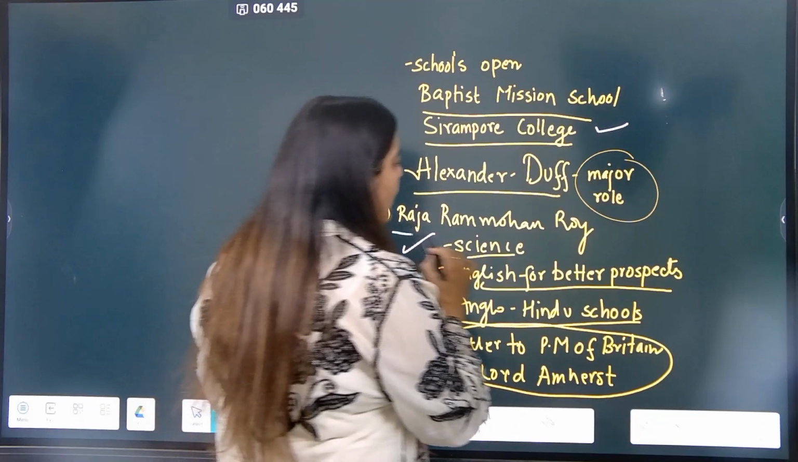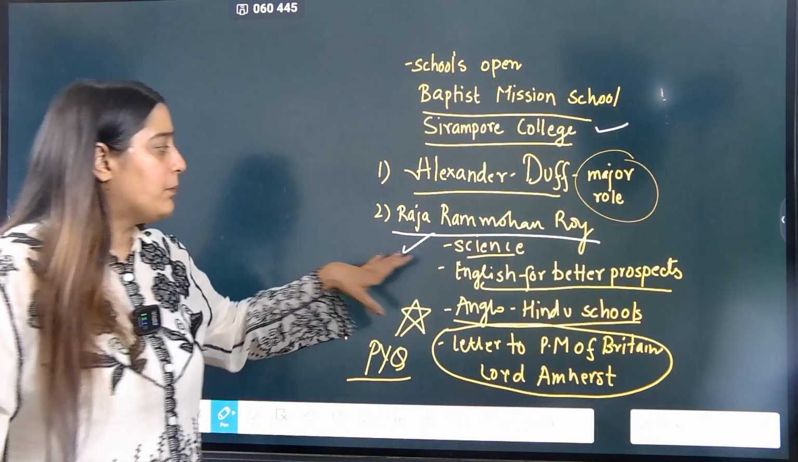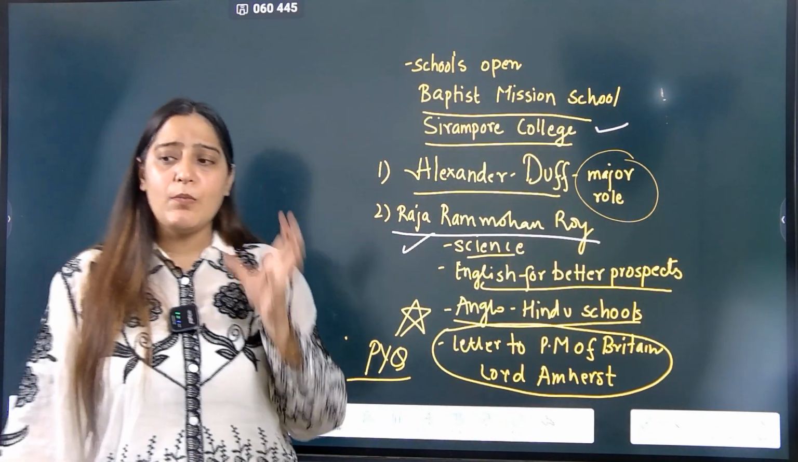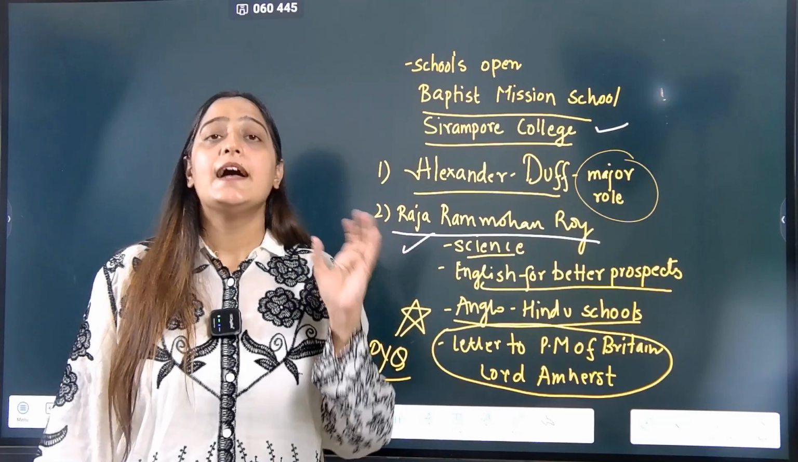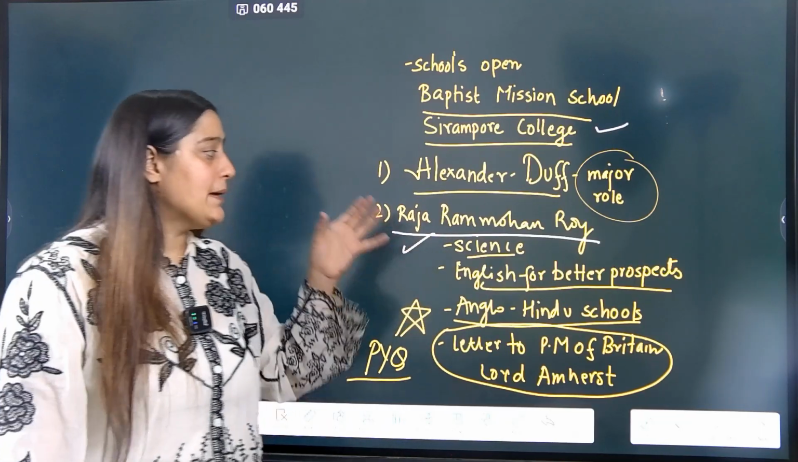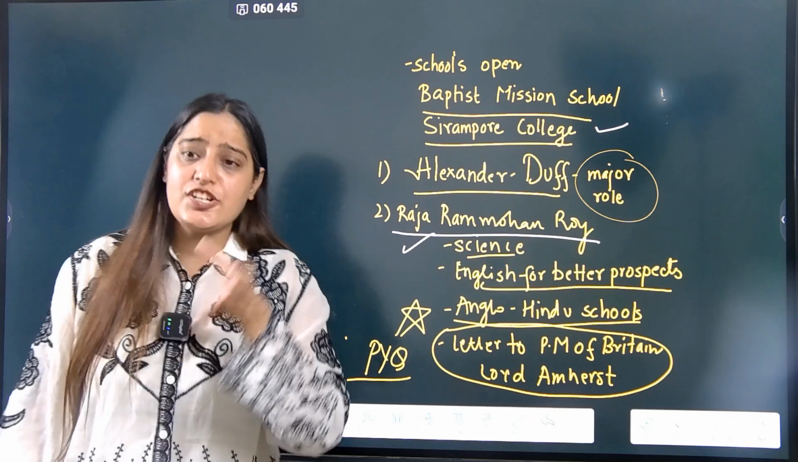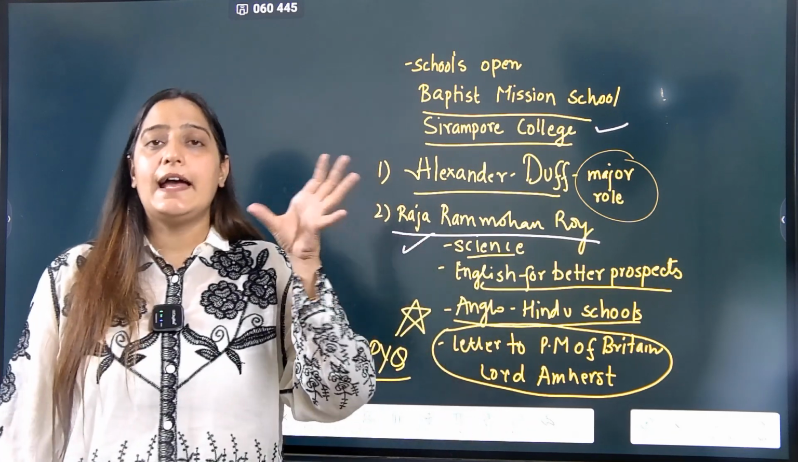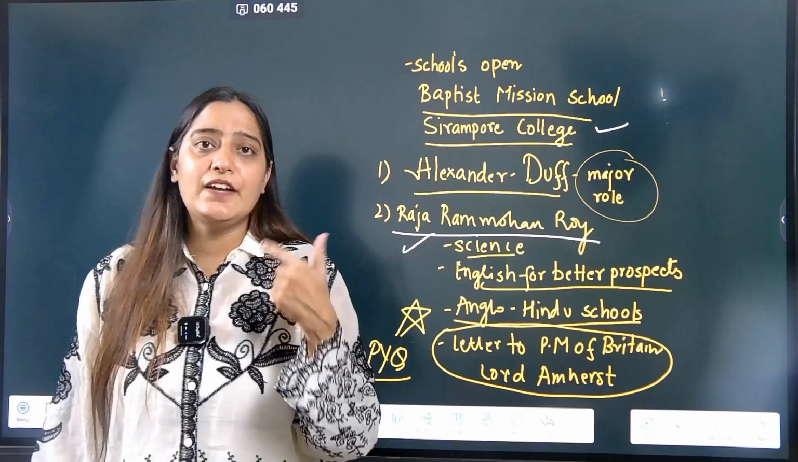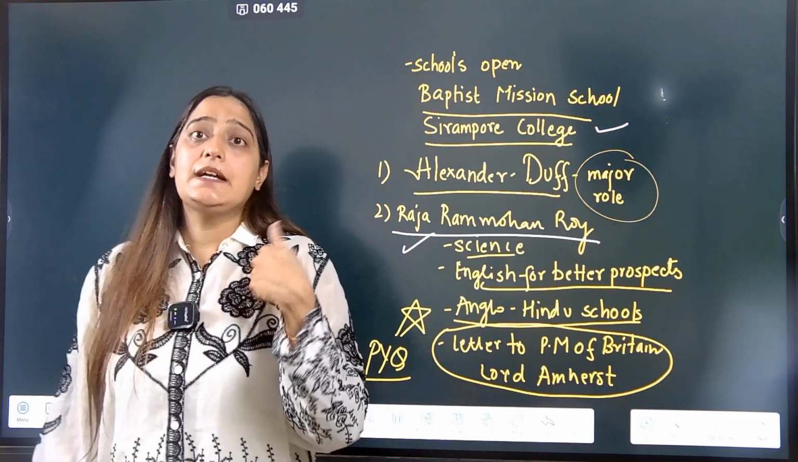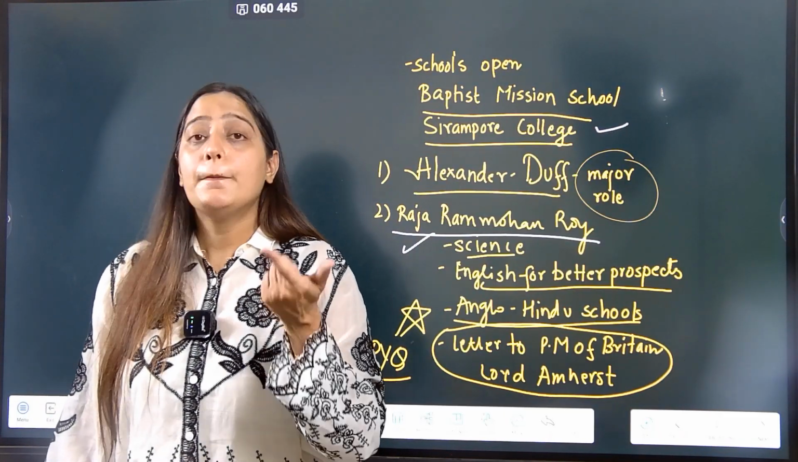The role of Raja Ram Mohan Roy is another very important role because he favored the education of modern day subjects like science and mathematics, and he himself favored the English education system and the implementation of the English language because he believed that in order to better our future prospects, both M.K.